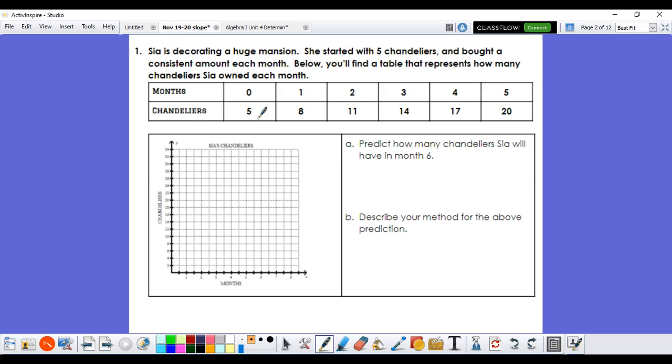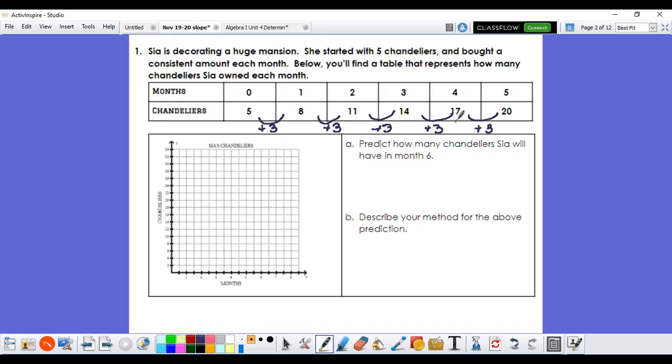So I notice that she added 3. In the second month, she had 11. So I noticed that she added 3 again. So you'll notice the way I'm doing this, it looks like the way we found the common difference. 14 adding 3 to get 17, and 17 adding 3 to get 20.